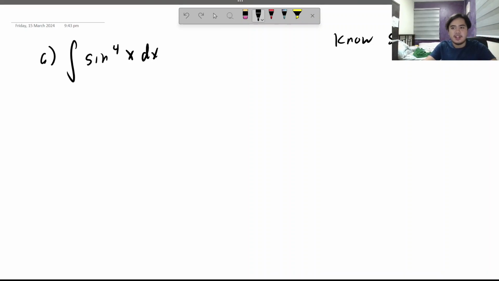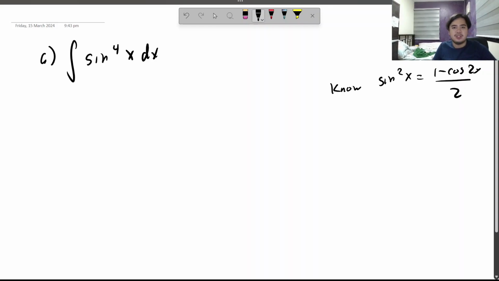Oh, sorry, you can't see that. Let me just move it. Sorry. Wait, let me just... Yeah, you can see that. Anyway, sorry. We know that, can you see that? Yeah. Sine squared x equals 1 minus cosine 2x over 2. I hope you can see. Yeah, that's just below it. Anyway, so sine squared x equals 1 minus cosine 2x over 2. That's all good.